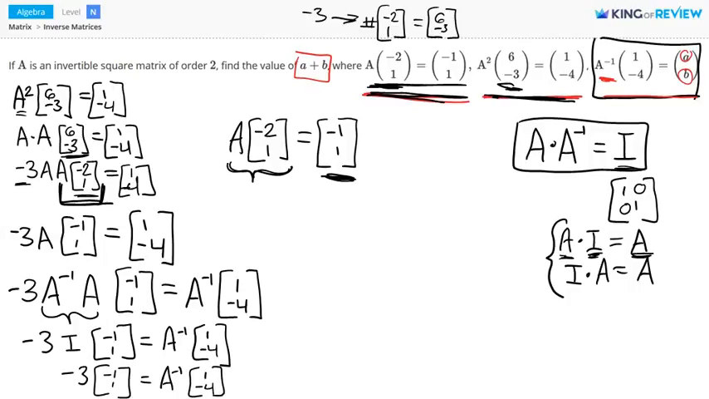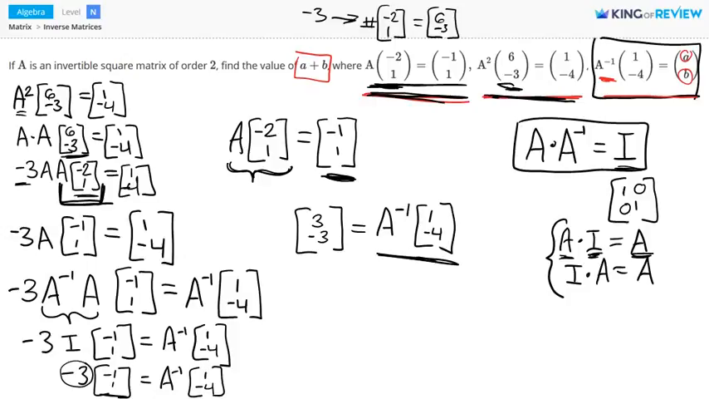So the next thing I want to do is multiply each of the entries within this matrix here by negative 3. So I have negative 3 times negative 1, that gives me a 3, and negative 3 times 1, that's equal to negative 3. And this equals A inverse times the matrix that has 1 and negative 4.